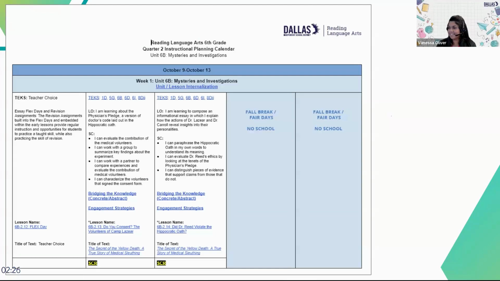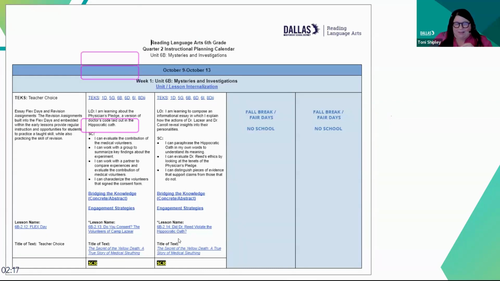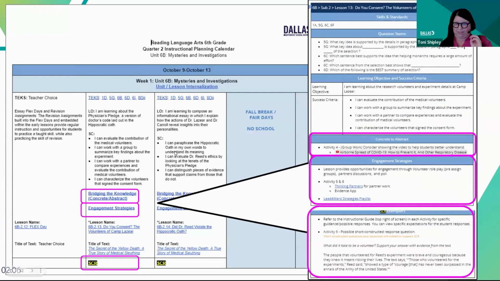Moving right along, remember that all of those elements that we just went over on the Clarity documents are included on your IPCs. And these three sections, Concrete to Abstract, Engagement Strategies, and the SCR and/or ECR exemplars, are bookmarked to the Clarity document for that lesson. So you've got three links, but they will take you to the same Clarity document because there's one per lesson. They're just bookmarked to the particular section.